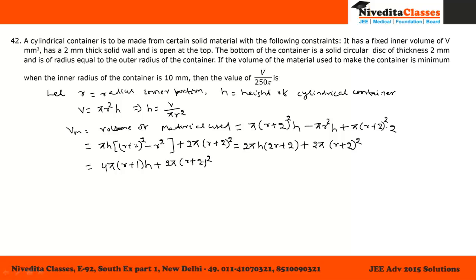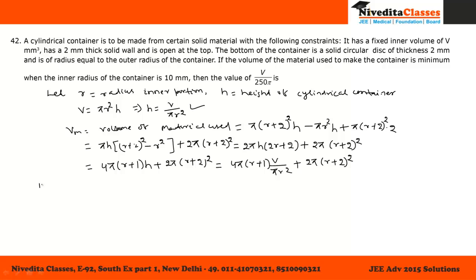whole square, and this will be 4 pi into r plus 1, and we will substitute the value of h, that is h is equal to V upon pi r square. So V upon pi r square plus 2 pi into r plus 2 whole square. This will be the material used for the cylindrical container.